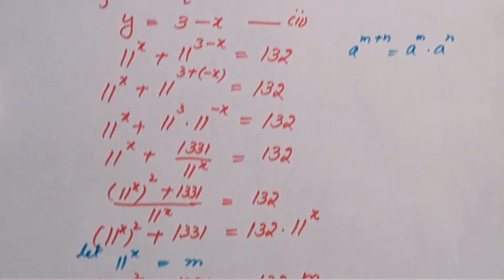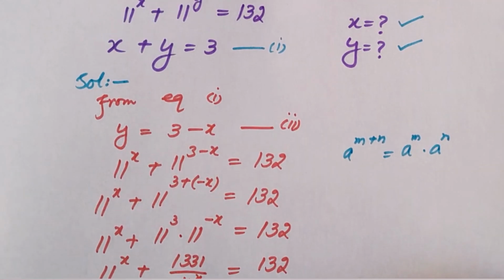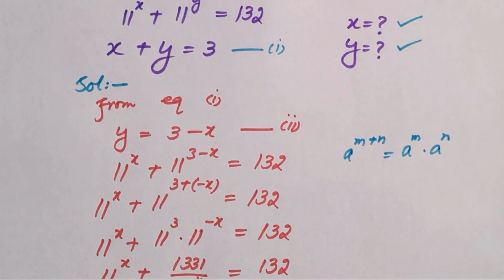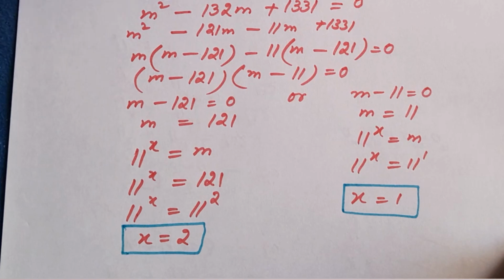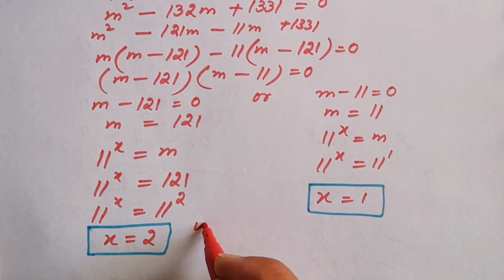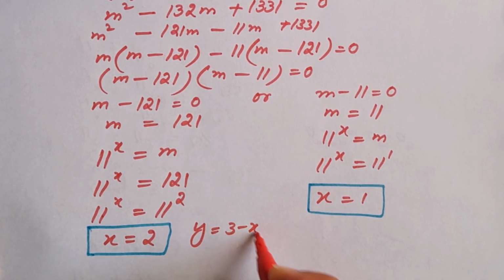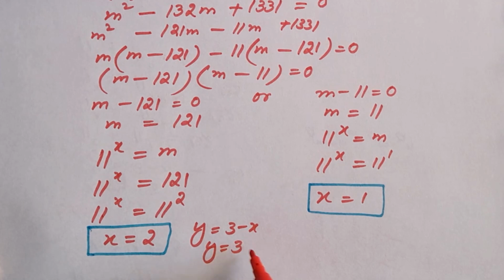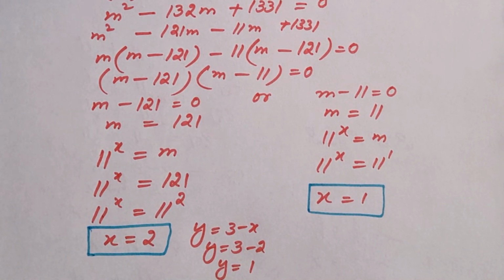We have values of x, but we have to find out the value of y. So now we are going to put these values of x in equation 2. Equation 2 is y is equal to 3 minus x. If x is equal to 2, we get 3 minus 2, 1. y is equal to 1.